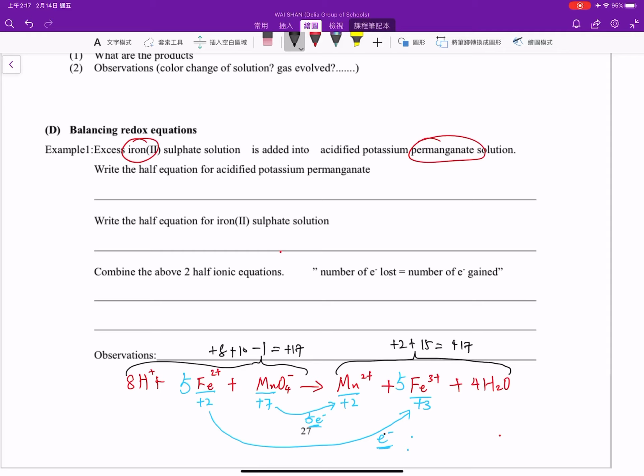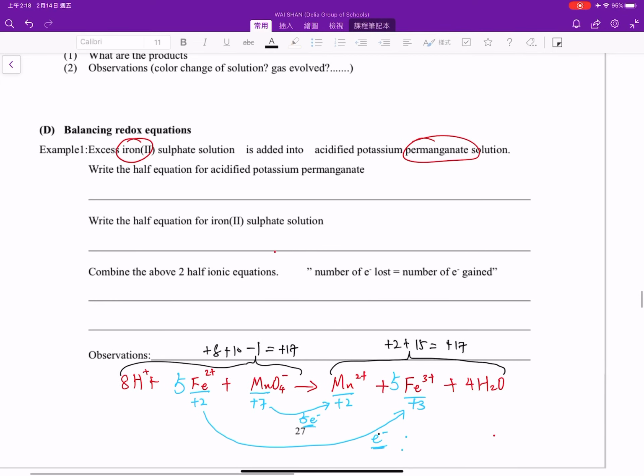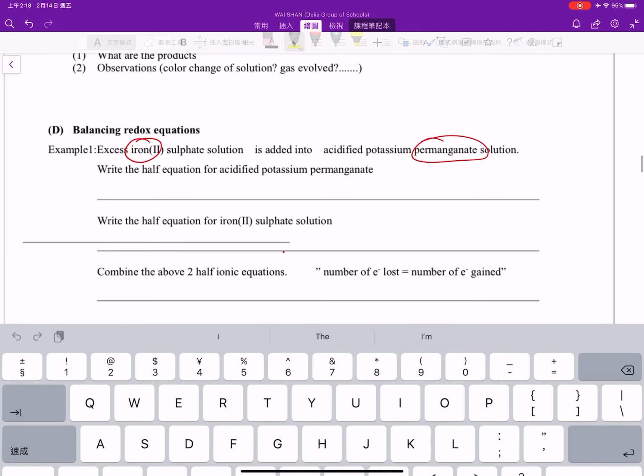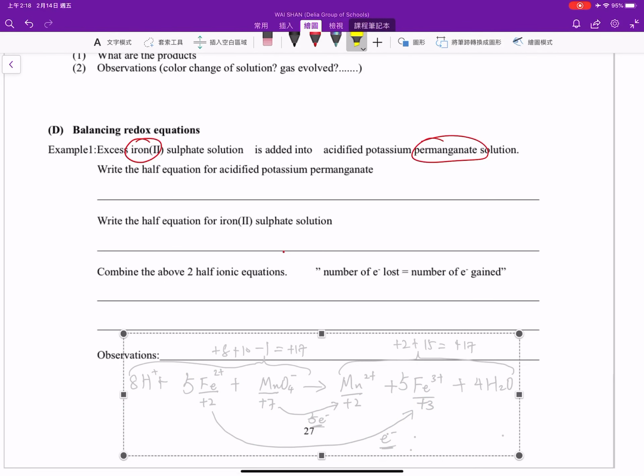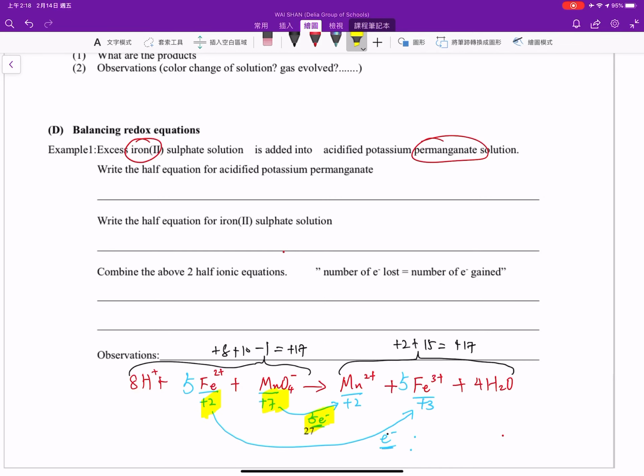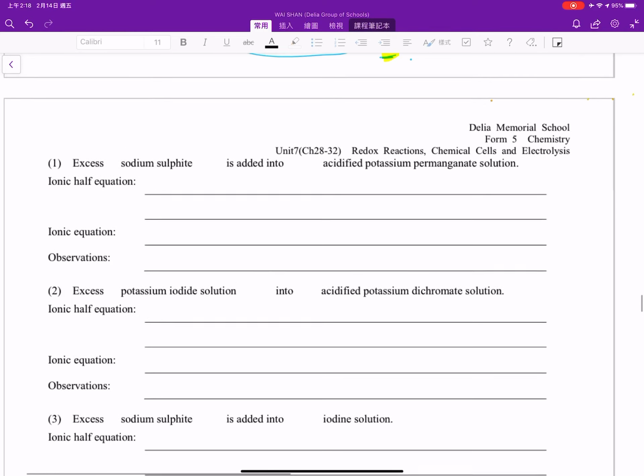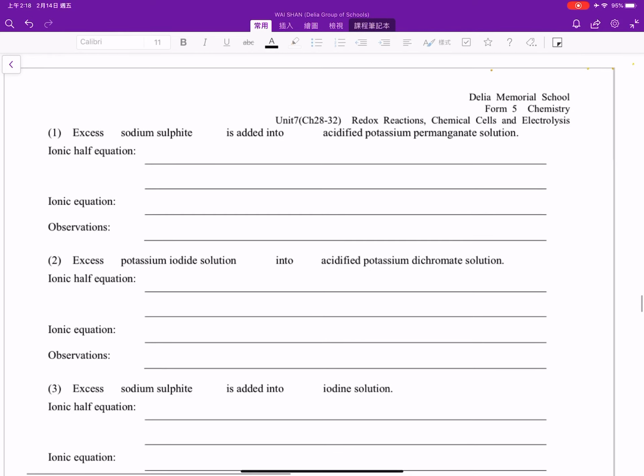Okay, so you can see that in this method you must be very familiar with calculating the oxidation number. Okay, so I will do one more for you as an example. Another one, like number 1, the same example that I have done before in the previous part.